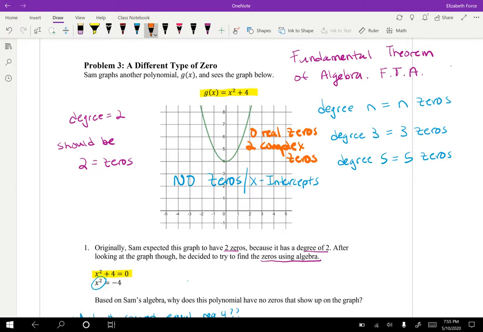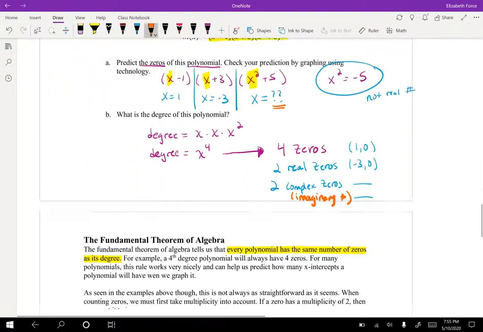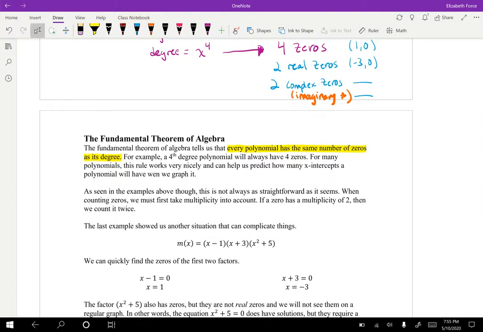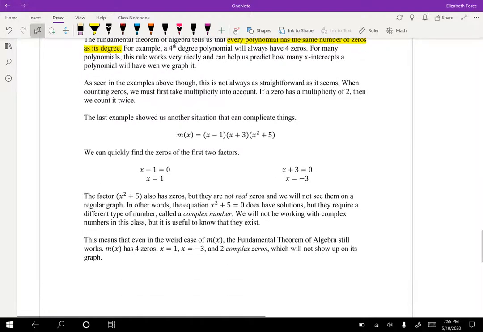It's just that now we have to start talking about the fact that there could be some real zeros, ones that we see, and some non-real or complex zeros. Those are the ones that we don't see because they don't have a real number to them anymore. Please make sure you read this last little page in your notes because it really does give a good summary of the fact that you can have real zeros and complex zeros.